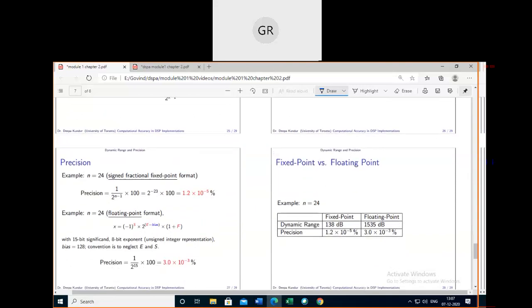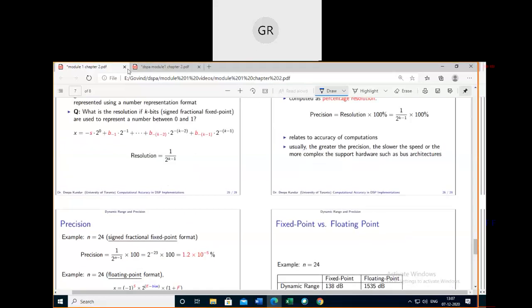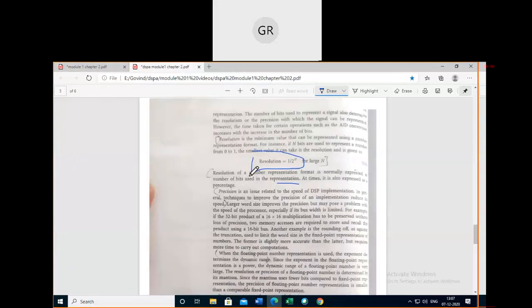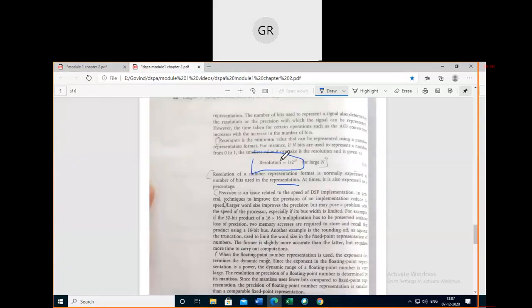Better we go for your subject notes only. This one only. Just remember this one, it is very easy: resolution equals 1 divided by 2 raised to n.